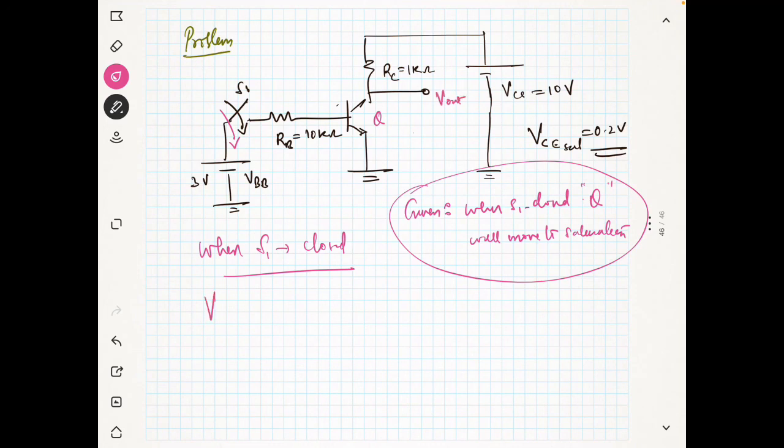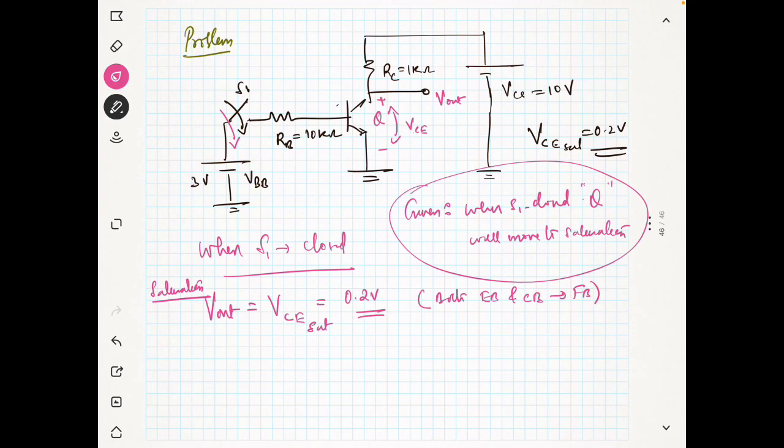So when the switch is closed, the transistor moves to saturation, and V out will be VCE. This is the voltage between the collector and the emitter. Since the transistor is in saturation, V out will be VCE sat. At saturation, the voltage will be 0.2 volt, because both the emitter base junction and collector base junction become forward biased because of this circuit configuration.